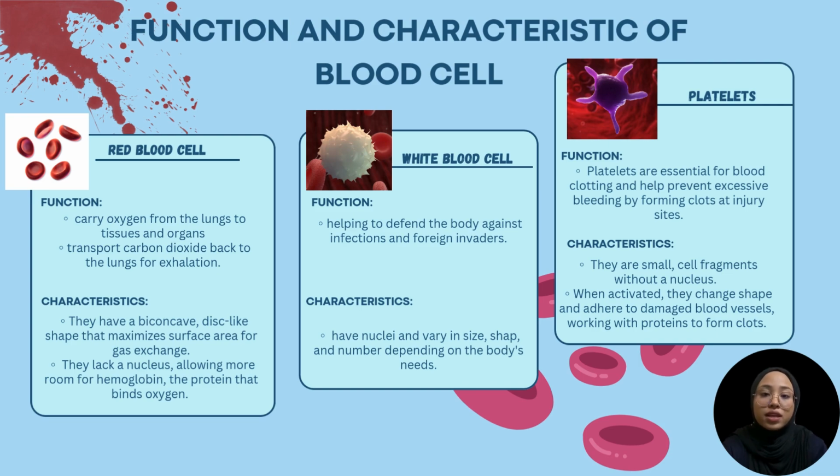And the last one is platelets. They function to help prevent excessive bleeding by forming clots at the injury site. The characteristic of platelets is they are small cell fragments without a nucleus. When they are activated, they change shape to seal damaged blood vessels.